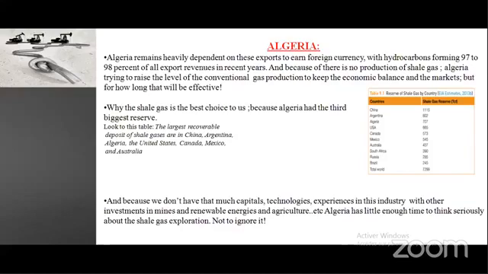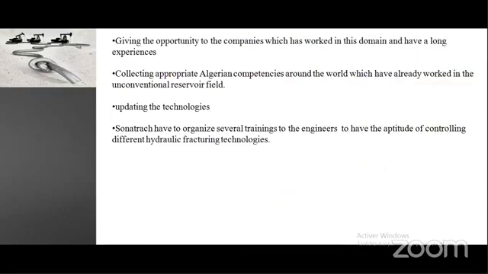Why is shale gas the best choice for us? Because Algeria has the third biggest reserve, as we see here. Also, because we don't have that much capital, technology, or experience in this industry, with other investments in mining, renewable energy, and agriculture, Algeria has little time to think seriously about shale gas exploration, not to ignore it. Give the opportunity to companies which have worked in the domain and have long experience, collecting appropriate Algerian competence from around the world which have already worked in the unconventional reservoir field, updating the technologies.